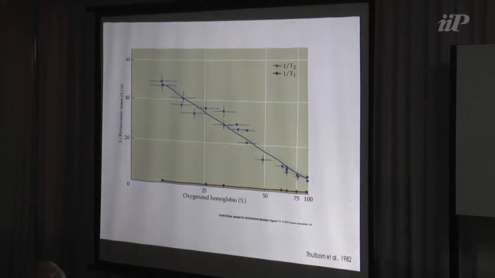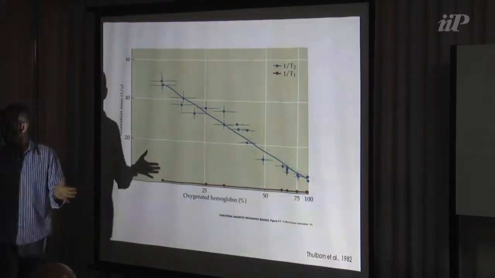Oxyhemoglobin distorts the magnetic field less. It increases the brightness of the images on or close to the sites where you had an increase in blood flow. This is the story. This is what fMRI is about.